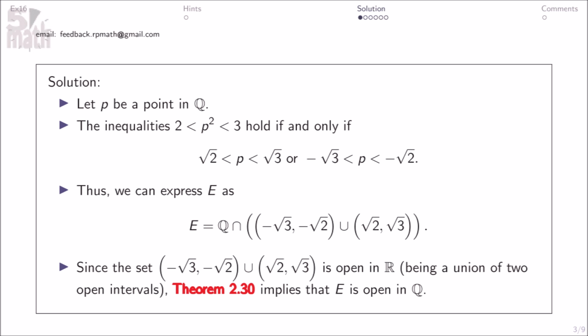Solution. Let p be a point in Q. The inequalities p squared greater than 2 and less than 3 hold if and only if p is in between these or p is in between these. Thus, we can express E as E equaling this. Since the set here is open in R, being a union of two open intervals, Theorem 230 implies that E is open in Q.